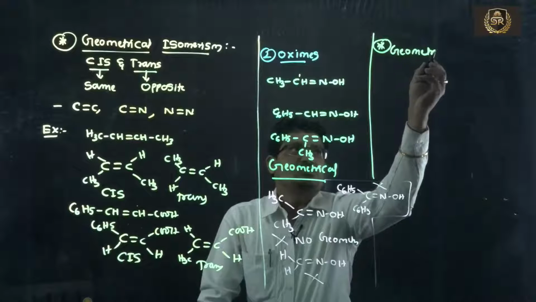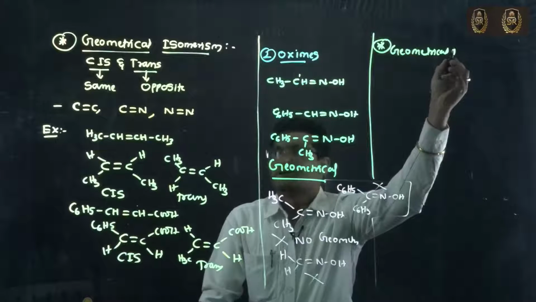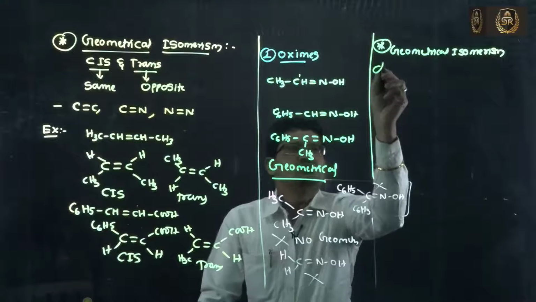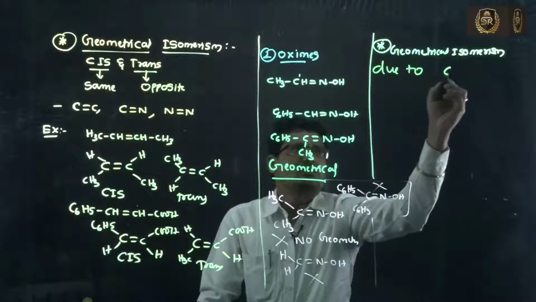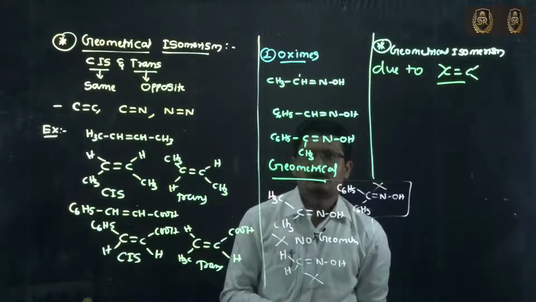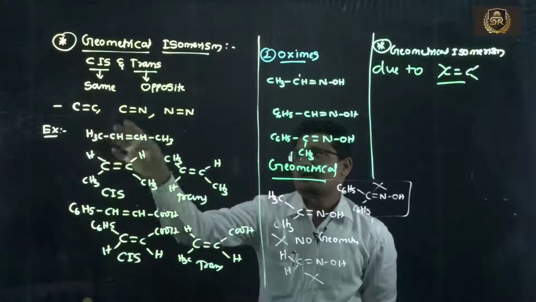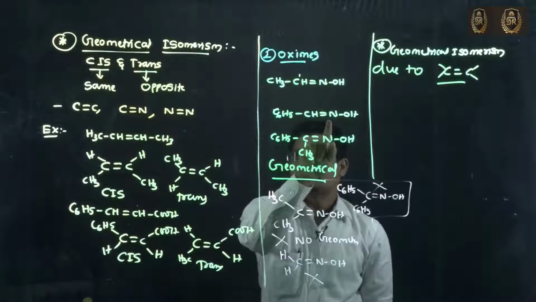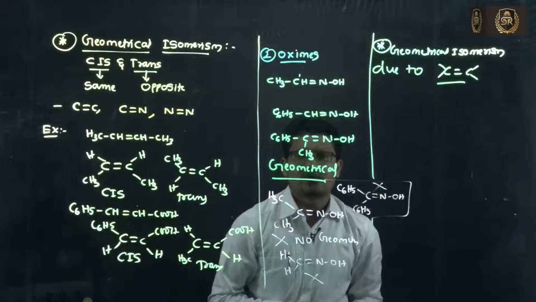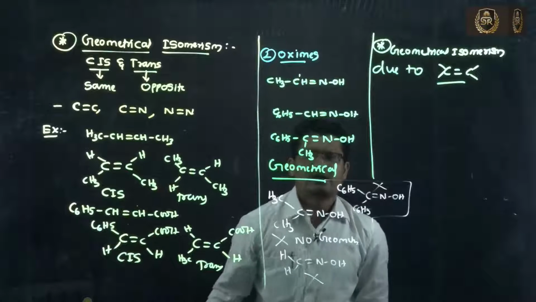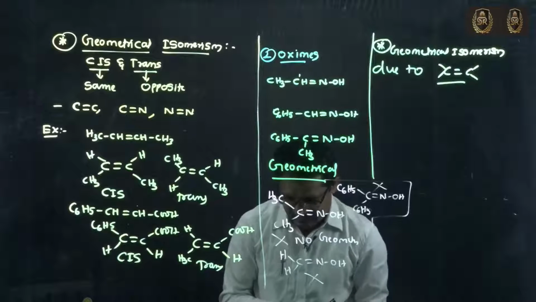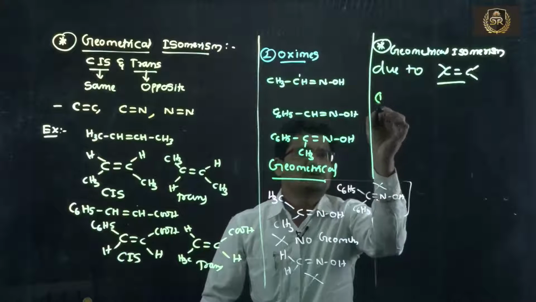Geometrical isomerism is due to a carbon-carbon double bond. What I discussed here: this is a carbon-carbon double bond, this is a carbon and nitrogen double bond. Those form geometrical isomers. When the two identical groups are on the same side, it is called cis. When the two identical groups are on different sides, it is called trans. Here is a few examples for this.